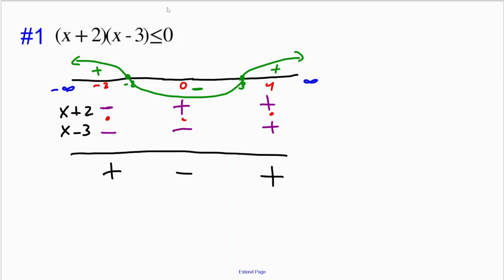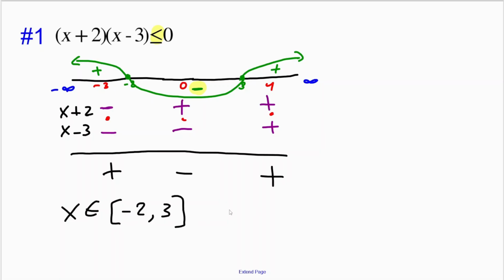So now it's saying where is it less than or equal to 0. So when we look at less than, we're looking for the negative. So that's going to be between -2 and 3. So interval notation, we write it as x is an element of, or x belongs to the interval, and then because it's less than or equal to 0, we have to put brackets, and so this will be -2 to 3.